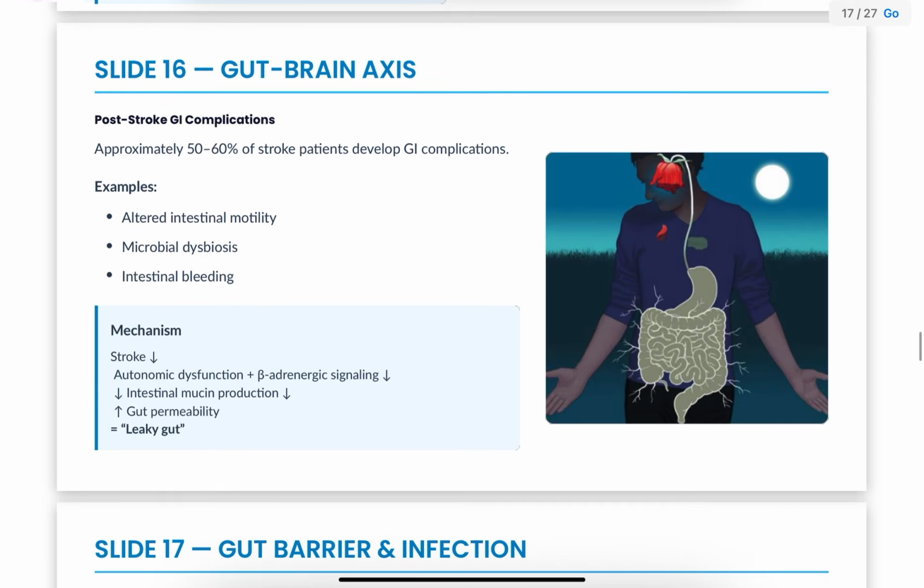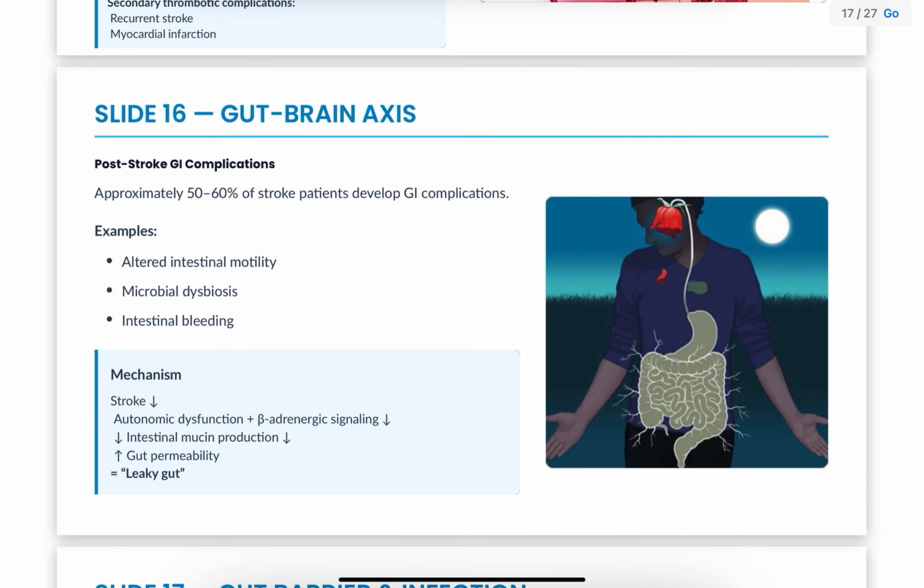Let's talk about a most important aspect here, which is the gut-brain axis. What do we need to know about it? Approximately 50 to 60% of stroke patients have gastrointestinal complications. Now, these can include what? These can include altered intestinal motility, microbial dysbiosis, and intestinal bleeding. Why is this happening? Stroke can affect the autonomic nervous system, okay? And increased beta adrenergic signaling can interfere with the normal production of what? What could you think? Of the intestinal mucin.